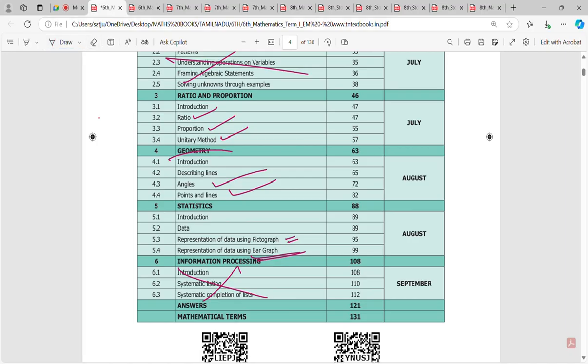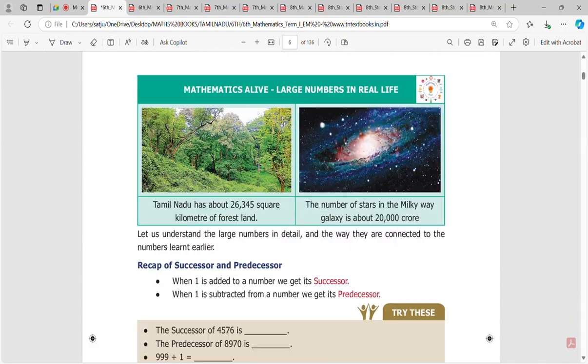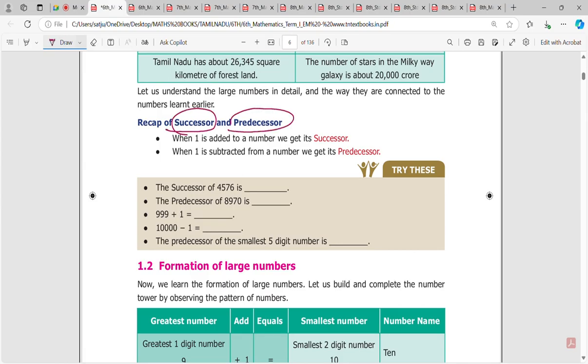So ratio and proportion plays a very vital role. You can know the very basic definition of ratio here. Then you also need to know the terminologies, successor and predecessor. Successor means you need to add 1, predecessor means you need to subtract 1.